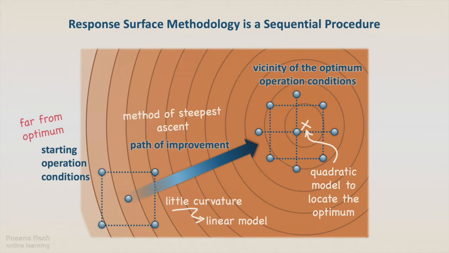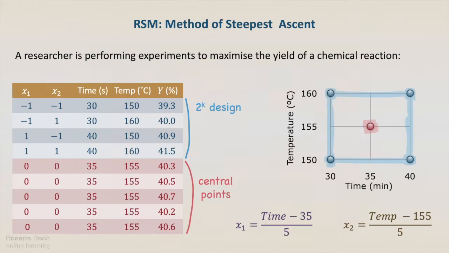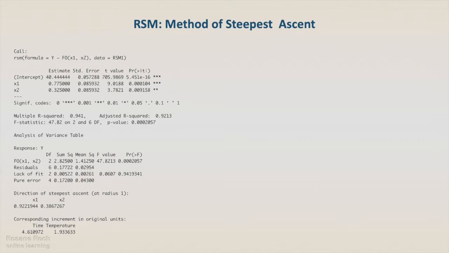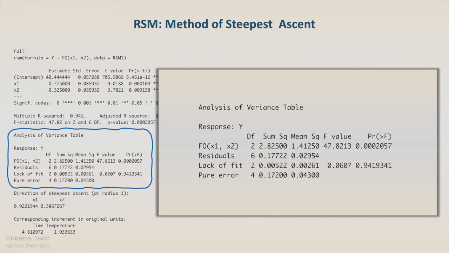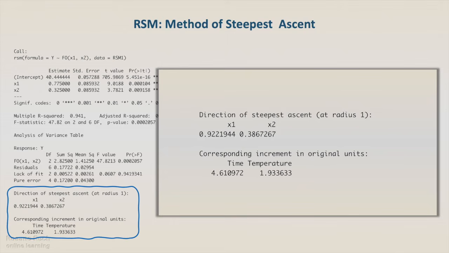To simplify the procedure, let's go back to the example we have just solved in the previous video. A team of researchers is performing experiments to maximize the yield of a chemical reaction. Their first design, time between 30 and 40 minutes, and temperature between 150 and 160 degrees Celsius, showed yield around 40%. The output of the RSM function shows the table with the regression coefficients, the analysis of variance of the model, both of them we have already discussed, and the direction of the steepest ascent.